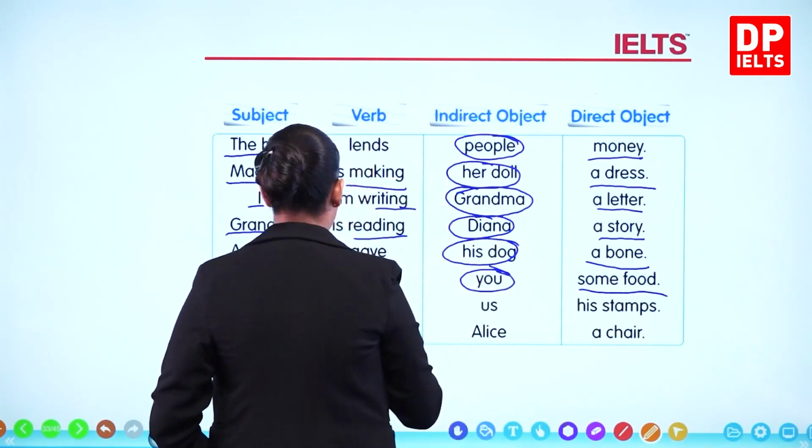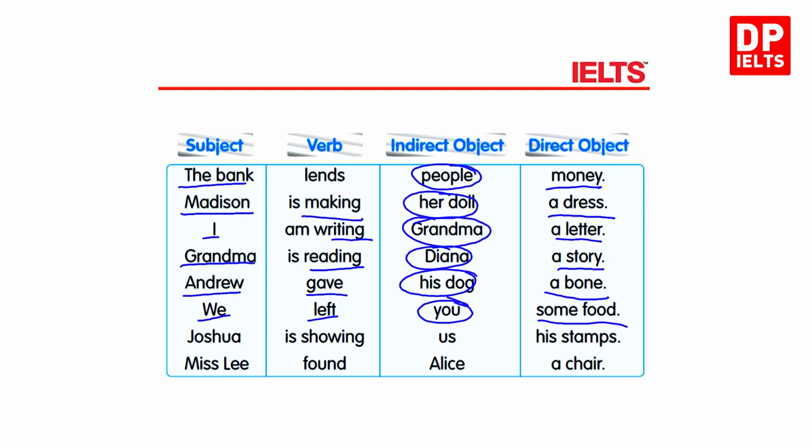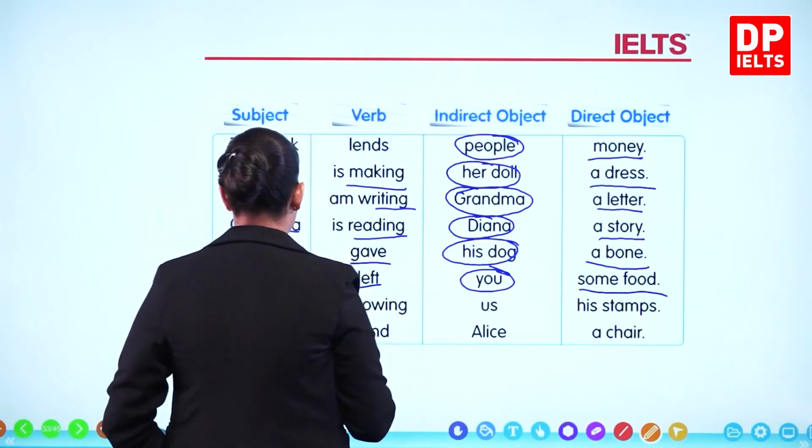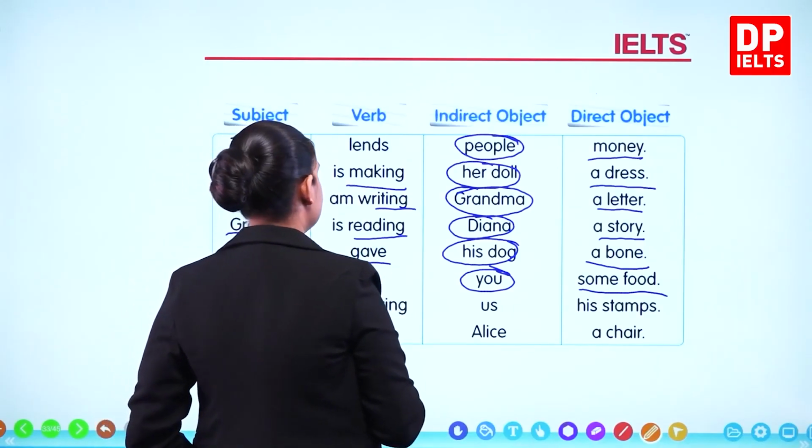You. Andrew gave his dog a bone. Andrew subject, gave is verb. யாருக்கு கொடுக்கிறார் the bone? Dog, so that is indirect. And what is he giving? என்ன கொடுக்கிறார்? A bone, so that is direct. We left you some food. We subject, left verb. You is indirect. Some food is direct because யாருக்காக leave பண்றாங்க? For whom are they leaving some food? You, so that is indirect. And food is direct. Joshua is showing us his stamps.